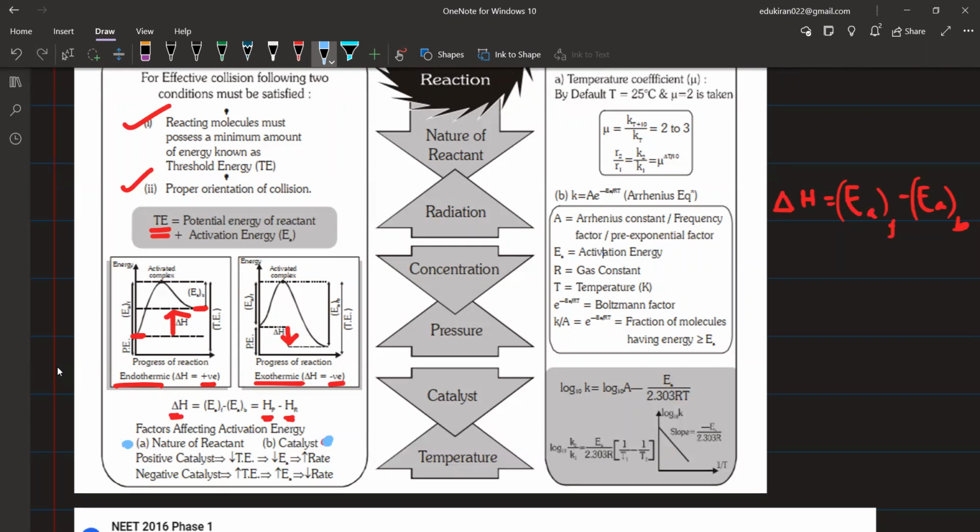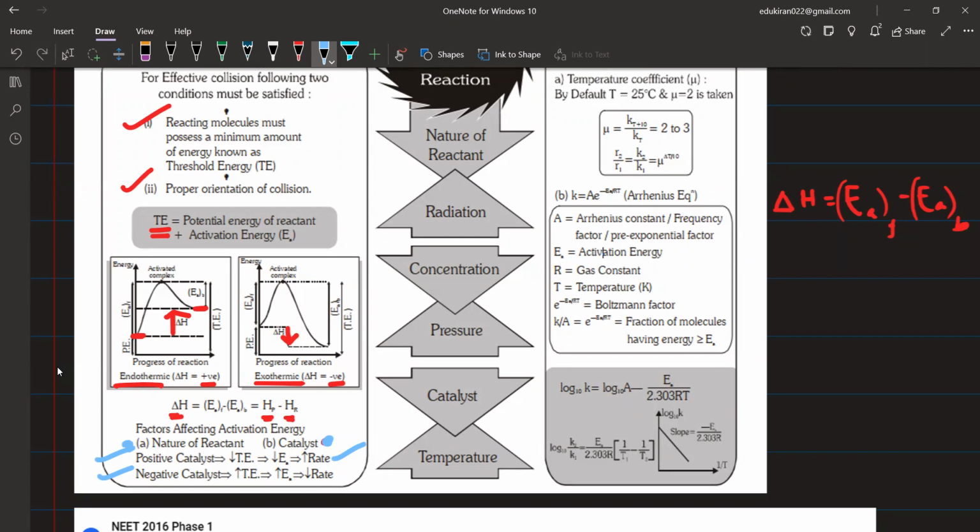इसके अलावा कोई भी चीज activation energy को affect नहीं करेगा. Okay, it is not going to affect the activation energy. With respect to catalyst, there are two types: positive and negative catalyst. This must be new for you. Positive catalyst reduces the threshold energy, it reduces the activation energy, and it increases the rate of reaction.